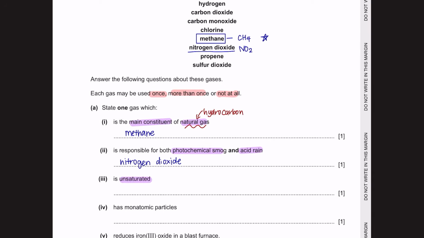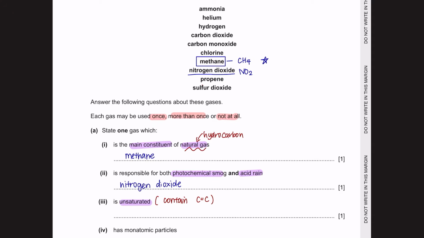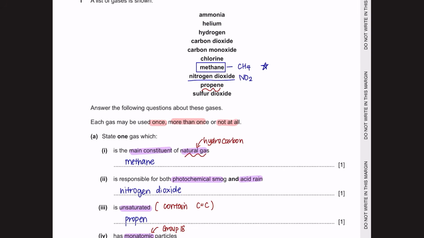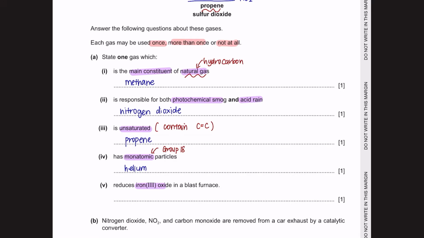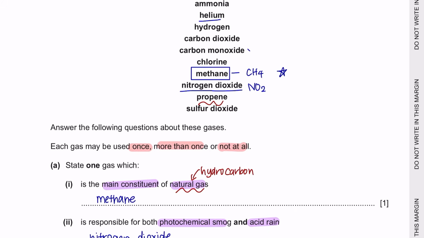Next is unsaturated. Unsaturated means it contains a double bond, which is an alkene. So the alkene here is propene. Next, has monoatomic particles. Monoatomic particles are from group 18, and the group 18 element here is helium. Next, reduces iron oxide in a blast furnace. During the extraction of hematite, carbon monoxide reduces iron oxide in the iron ore to form iron. So the answer here is carbon monoxide.